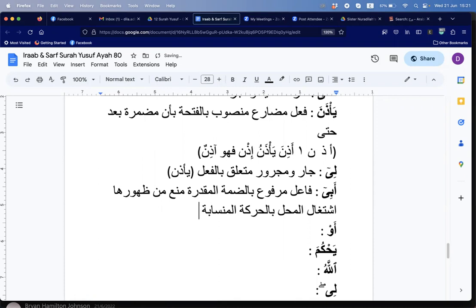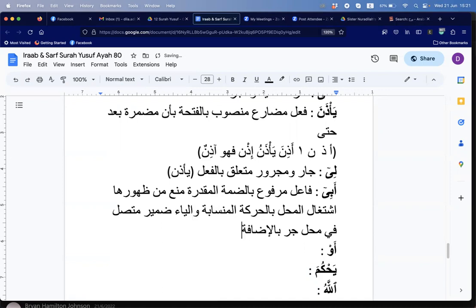And then waya is domir mutasil fi mahalija mudaf ilaih bil idafah. Good. Of course, abun is singular. What's the plural? You know this a lot in the Quran.